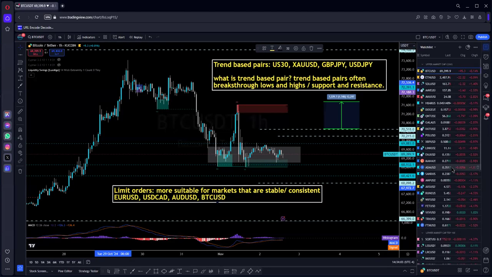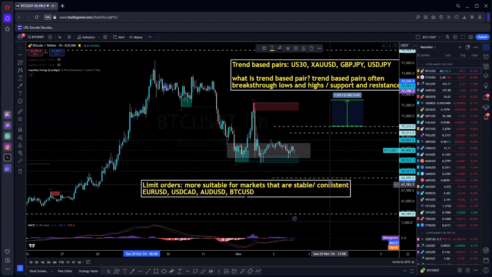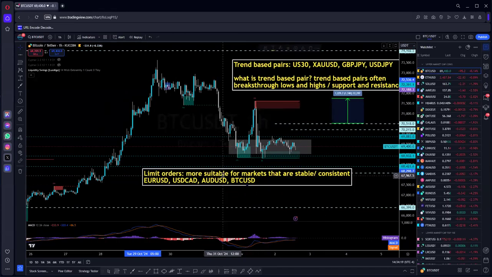When I say stable pairs, I'm not saying it does not have volatility, but it doesn't have as much volatility. And even when it does, it'll just go in a zigzag format. It'll hit the same highs and the same lows over and over. So limit orders are more suitable for markets that are more stable and consistent.